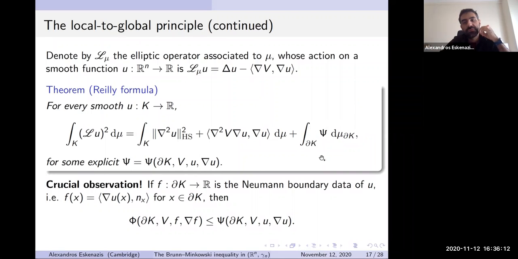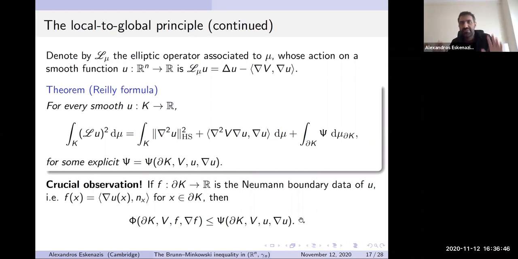So we have this function psi, which depends on a function defined on the interior of K. And before we had this function phi, which depended on the function on the boundary. If this function f on the boundary is the Neumann boundary data of u, so f is the perpendicular derivative of u on the boundary, so it's the dot product of the unit normal with the gradient, then phi at f is bounded above by psi at u.